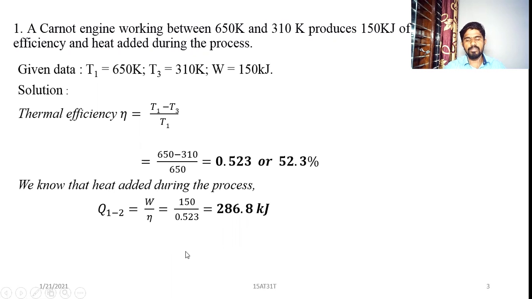We know that the heat added during the process, Q12, is equal to work done divided by efficiency, because efficiency is equal to work done divided by heat added. You can rearrange that equation, and from it the heat added is equal to work done divided by the efficiency. Work done is given, 150 kilojoules, divided by the efficiency already calculated, 0.523. If you solve this, you get 286.8 kilojoules of heat added. Is that okay?